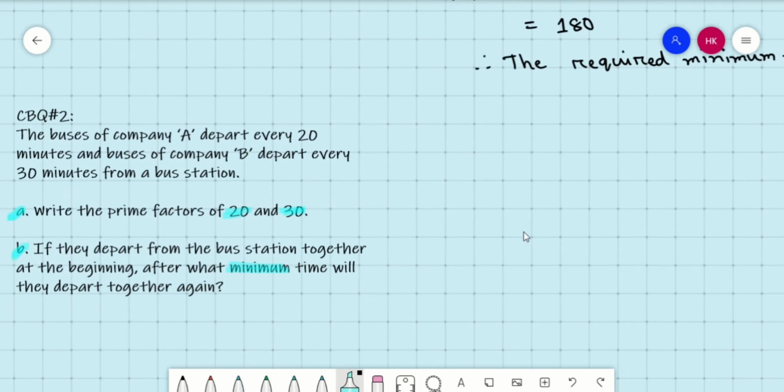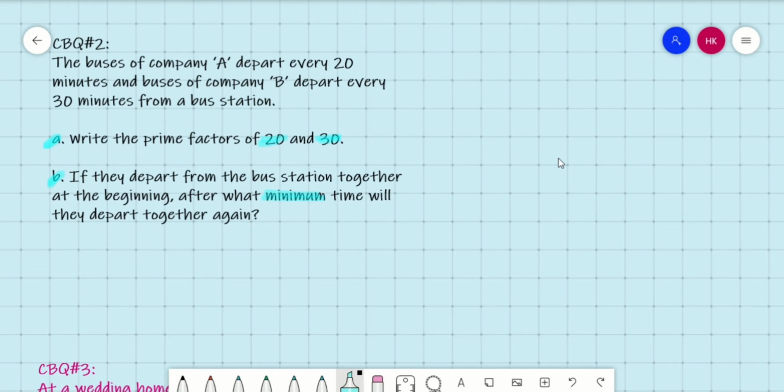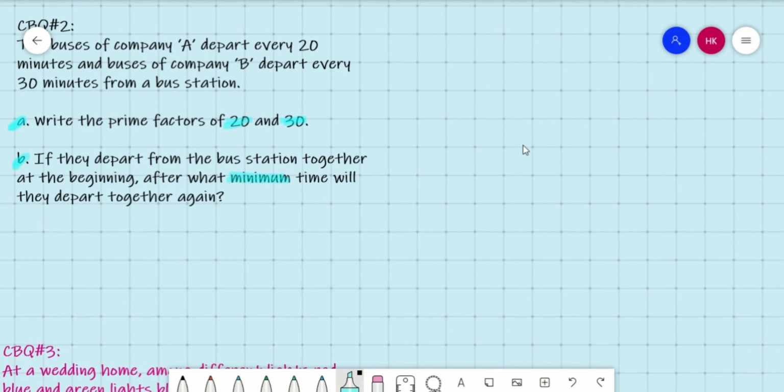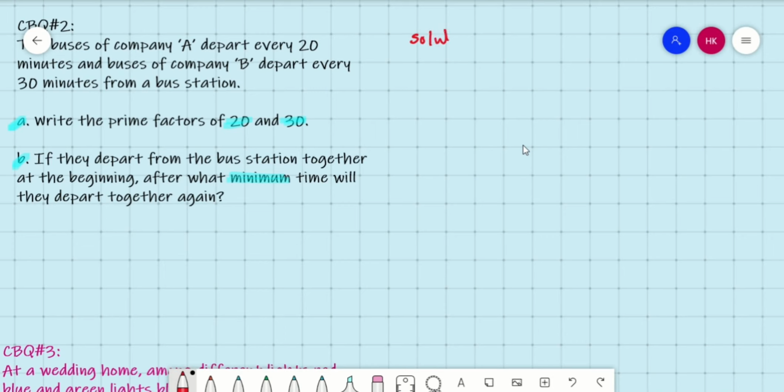So let's start writing. First of all, we need to learn what prime numbers are. So we just start solving. Let's say solution number 2, number A.